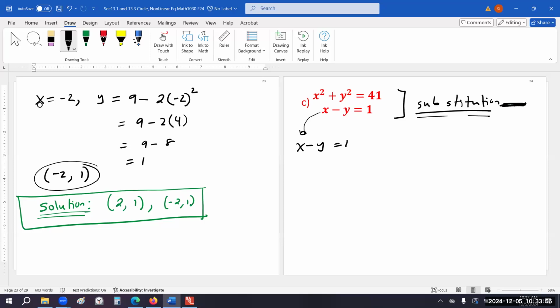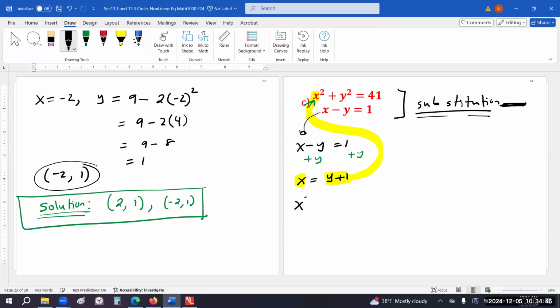So we take this one. You can solve for either x or y, it doesn't matter, but I want to solve for x because my x is positive. So all you have to do is add y to both sides. We get x equals y plus 1. That means since x is y plus 1, we can substitute that here for this x, because x squared means y plus 1 squared.